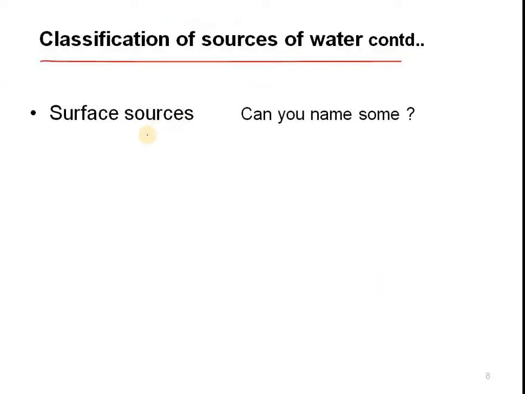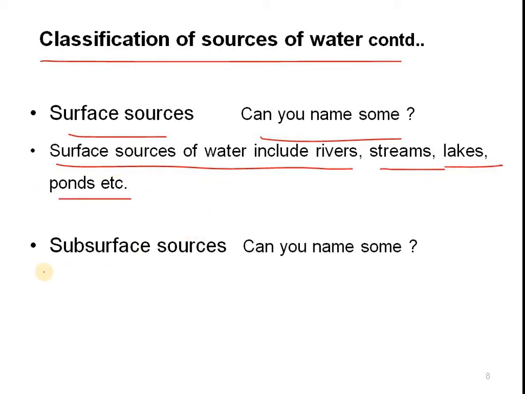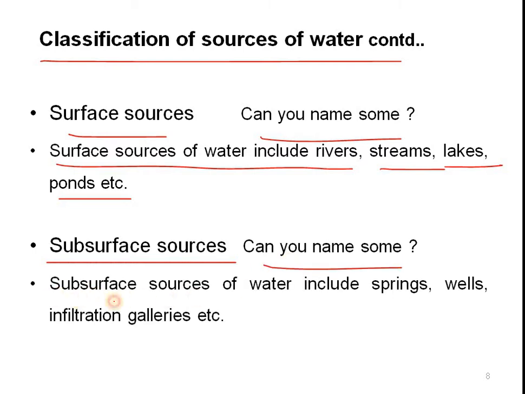Classification of sources of water. So in surface sources, can you name some? Surface sources of water include rivers, streams, lakes, ponds, etc. Whereas in subsurface sources, can you name some? Subsurface sources of water include springs, wells, infiltration galleries, etc.